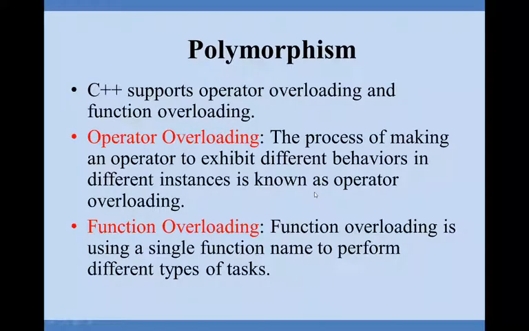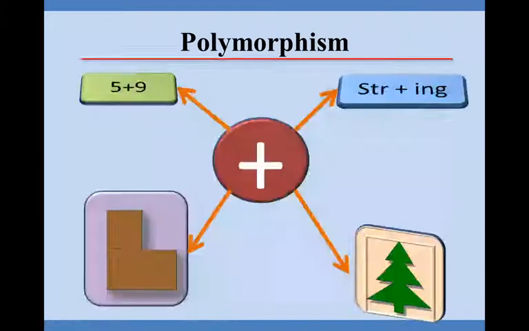So when I'm passing some parameters which are not numbers, then it will perform something else. That is the process of making an operator exhibit different behavior in different instances. But how can we achieve it? Let us see one diagram.